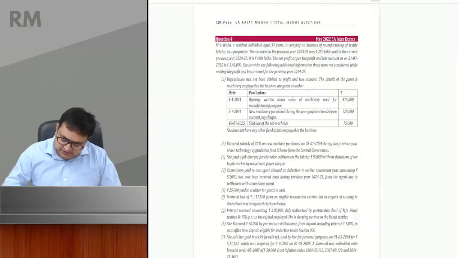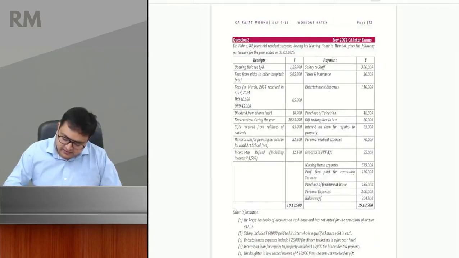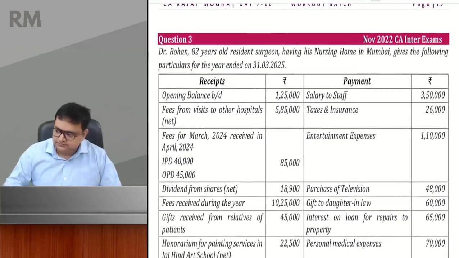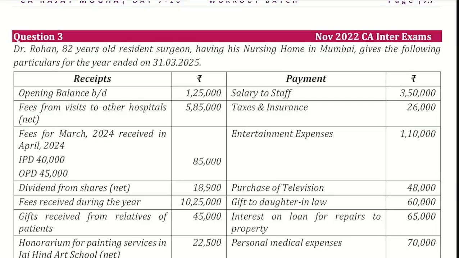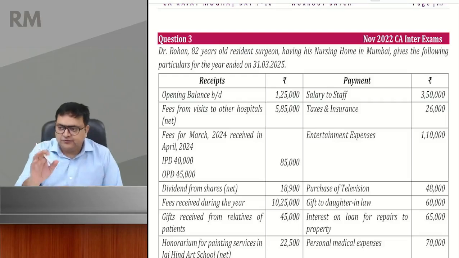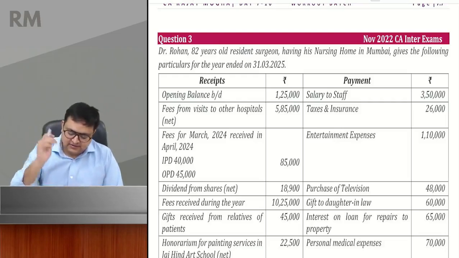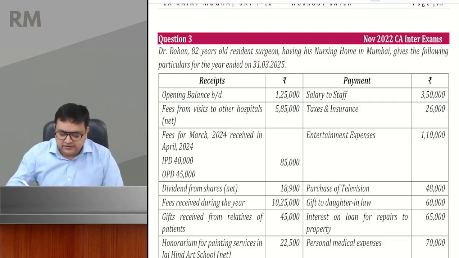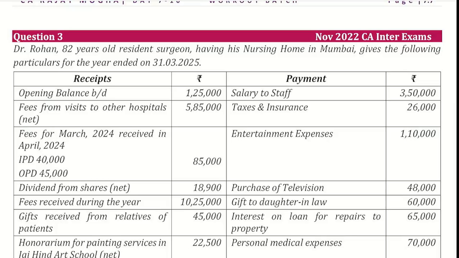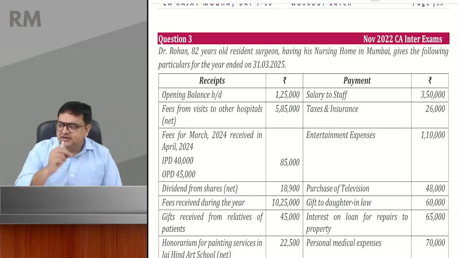Let us come to question number 3. Rohan, 82 years old, resident surgeon. So Rohan is 82 years of age, a super senior citizen, resident surgeon, doctor, having his nursing home in Mumbai, giving the following particulars for the year ended 31st March 2025.